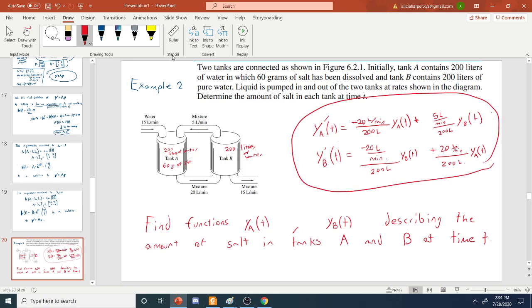So this is the differential equation I want to solve, and I also have an initial condition. My initial condition tells me that YA of 0 is 60 and YB of 0 is equal to 0. So now we're going to go about solving this system.